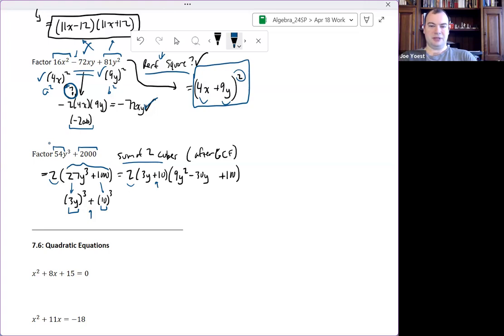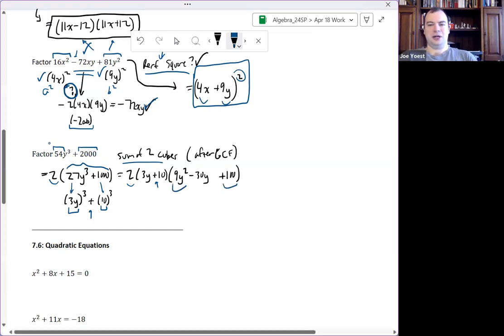This plus being that plus. And then I can either just apply the formula for a equals 3, y b equals 10, or I can use kind of the brute force problem solving approach. I know that I need a 9y squared and a plus 100 to make my cubes work out right.